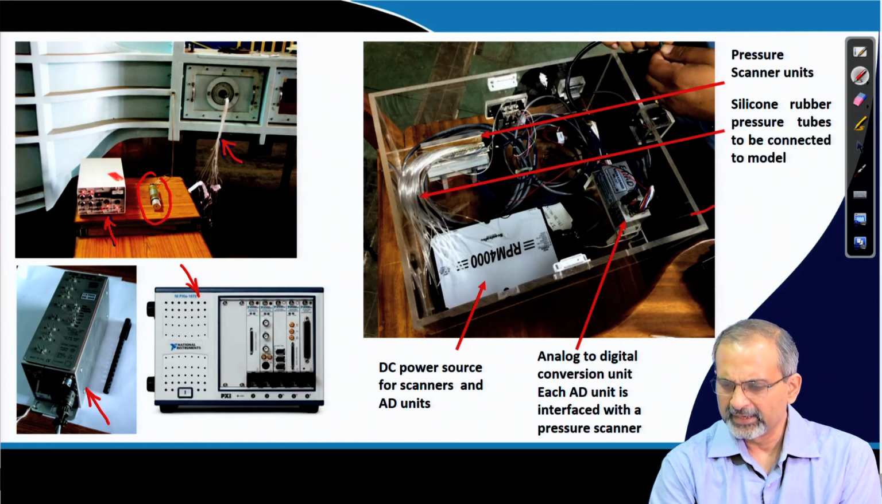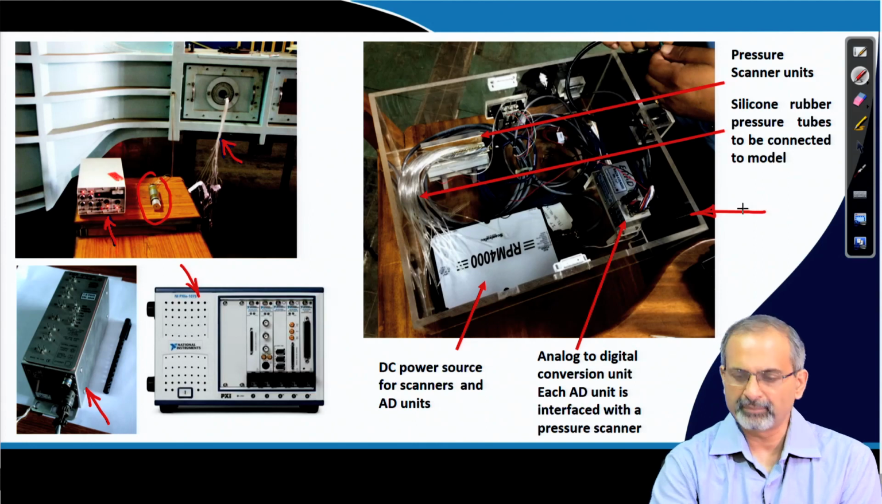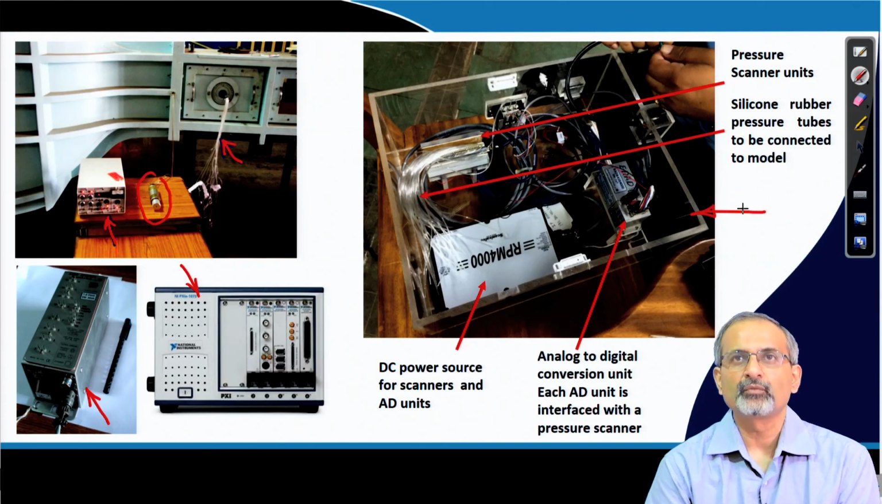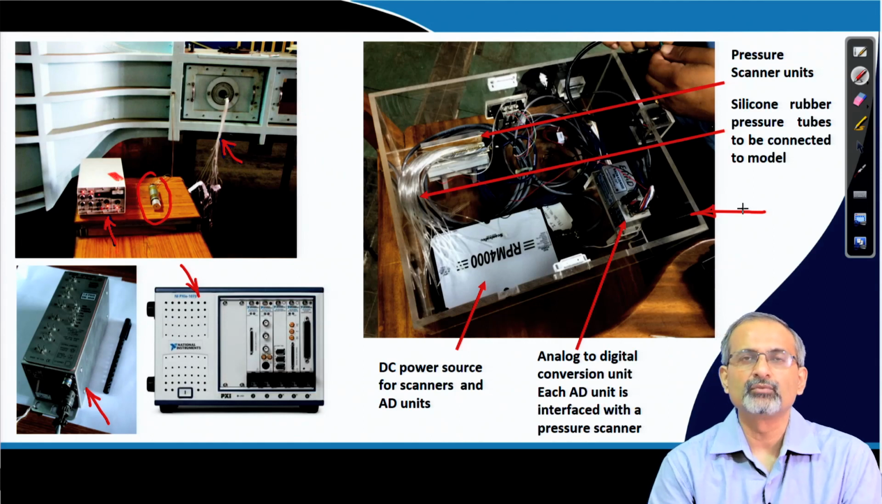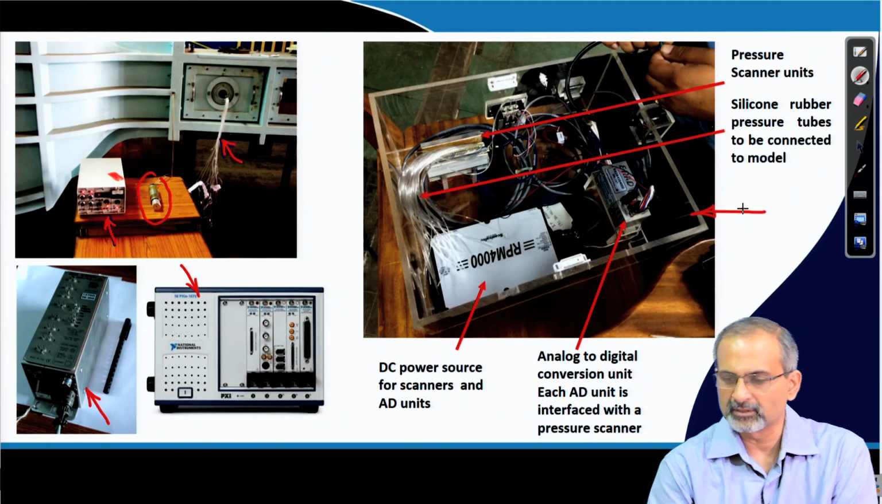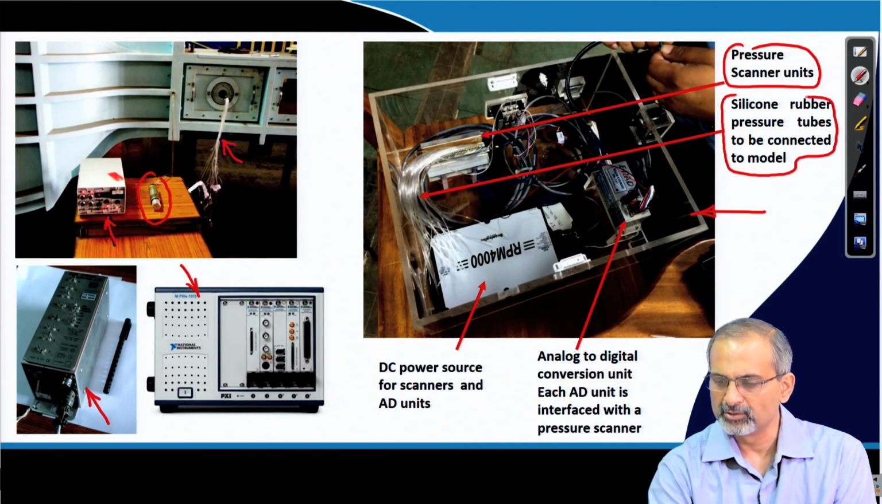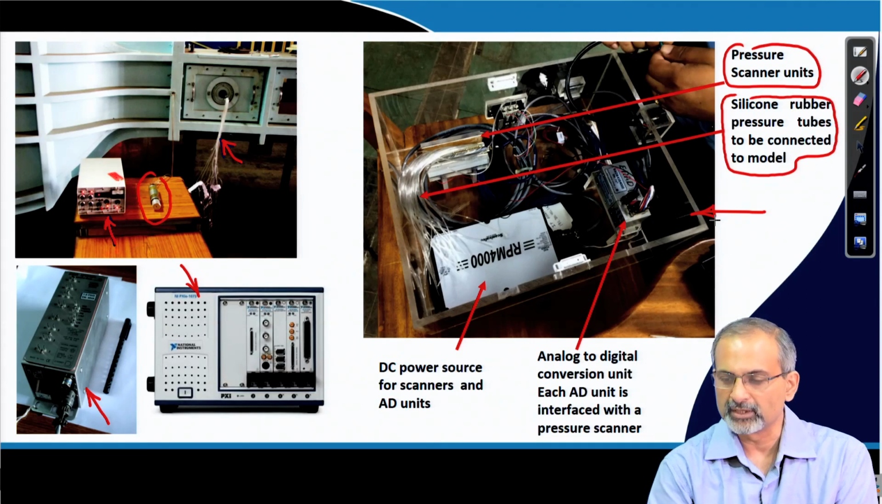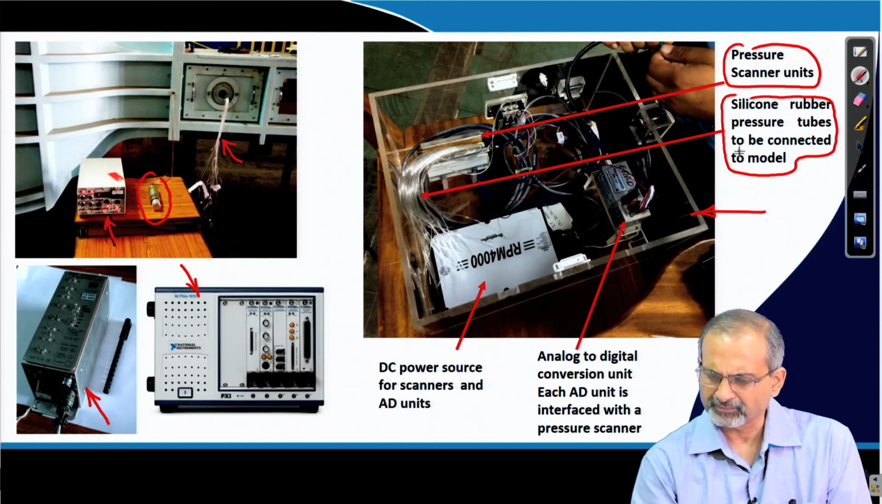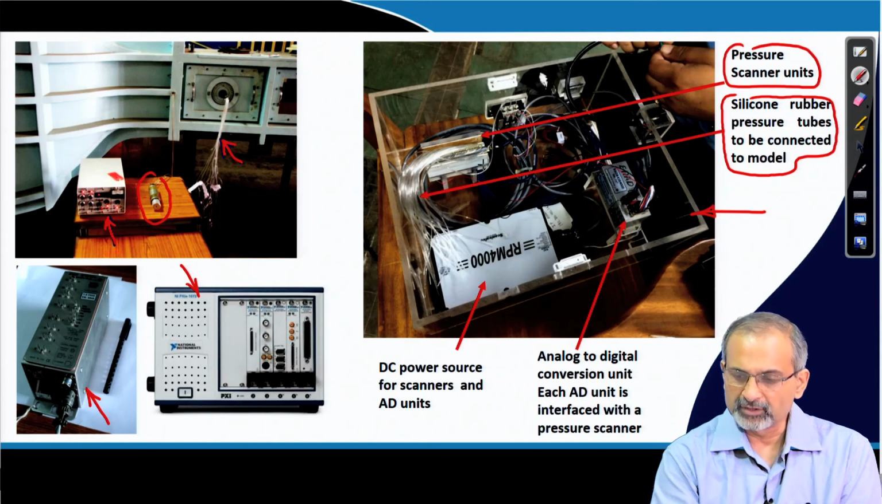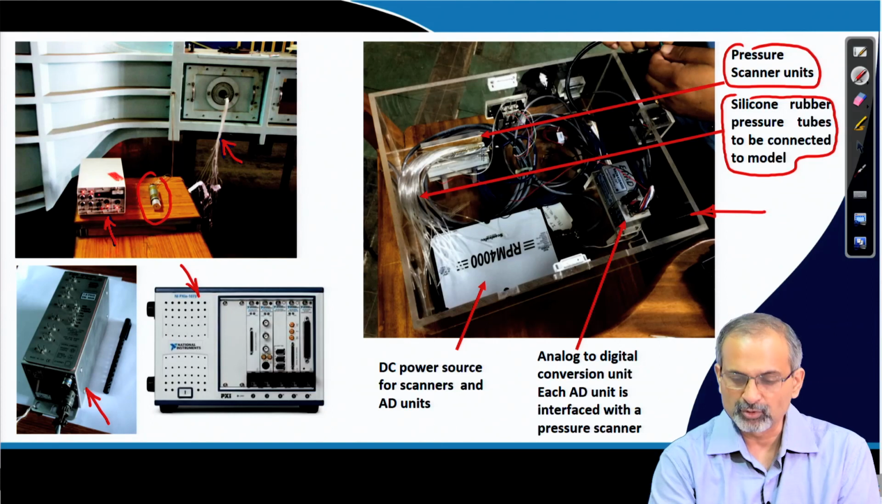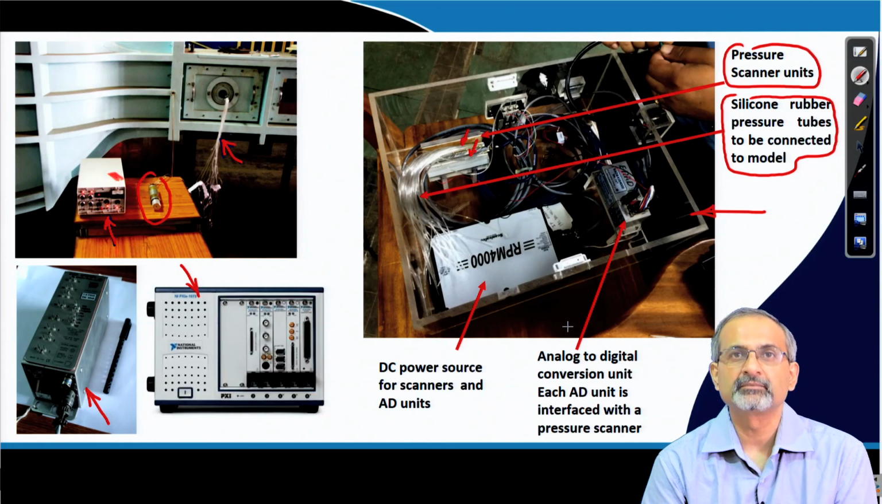Again, here is a kind of in-house packaging which has been made, a complete, standalone module which can be used for pressure measurement. So, what is it comprised of? It is comprised of pressure scanner units. You can see silicon rubber pressure tubes to be connected to the model, coming out of the scanner units. There could be multiple scanner units located here for different pressure ranges.